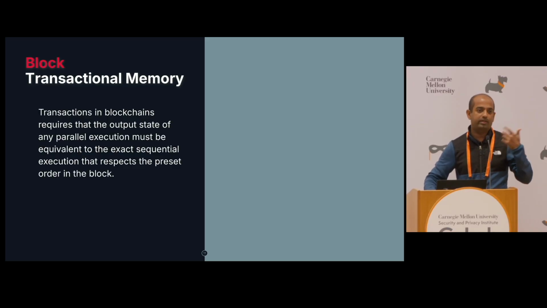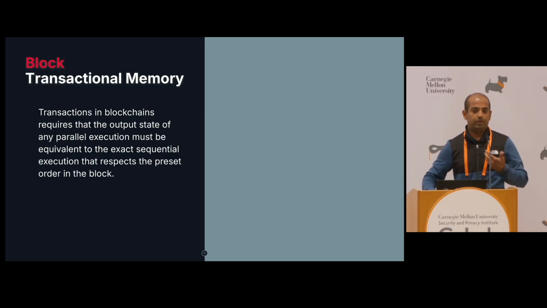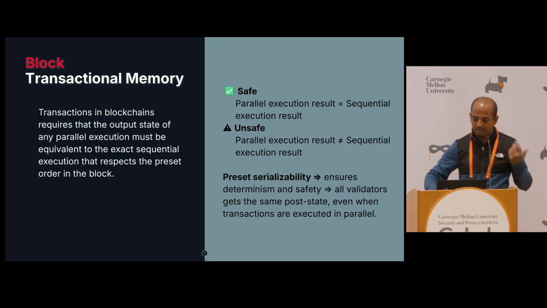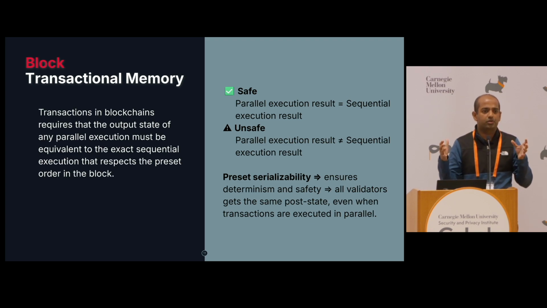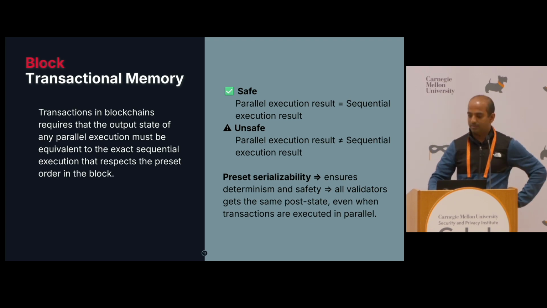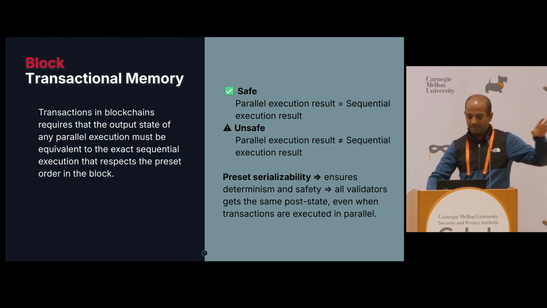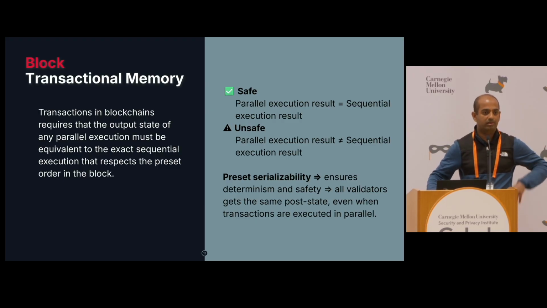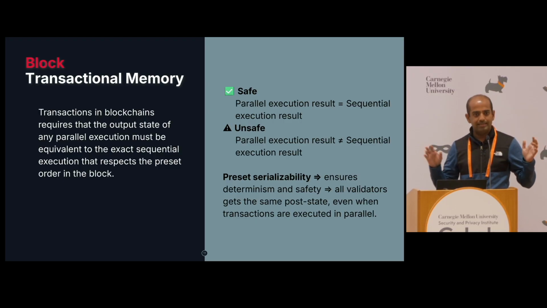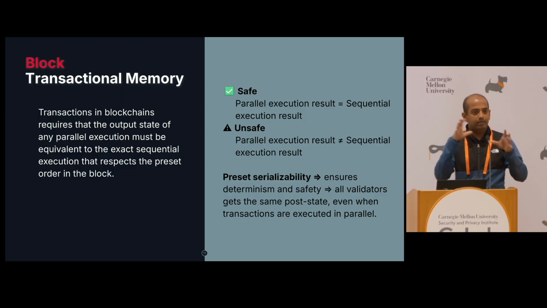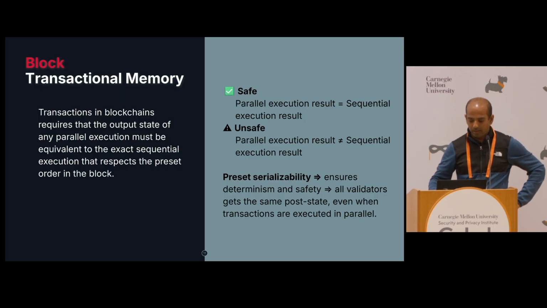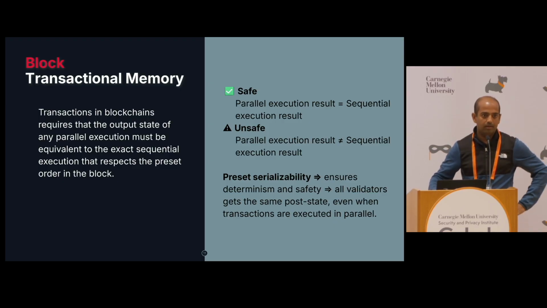concurrent way is to leverage what is known as transactional memory, which transforms the sequential code to a piece of concurrent code, which resolves data races and conflicts and gives you a provably correct execution. It's a one-stop solution to transforming any piece of sequential code to a piece of concurrent code. And the idea is that this gives you determinism and safety, and all validators get the same post state even when the transactions are executed in parallel. Now, there are different models for this, and one of the goals of my talk is to just give you an insight into the taxonomization of this world, and leave it to further discussions later.